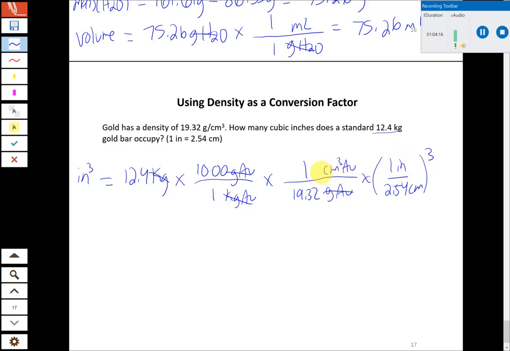Whenever we're dealing with compound units for area or volume, which are squared or cubed, in this case cubic centimeters, we have to use that same conversion factor 3 times to account for the compound nature of that unit. So anyway, when we multiply all the numbers across, what we get is 39.2 cubic inches. That would be the volume in a sort of weird unit for one gold bar.